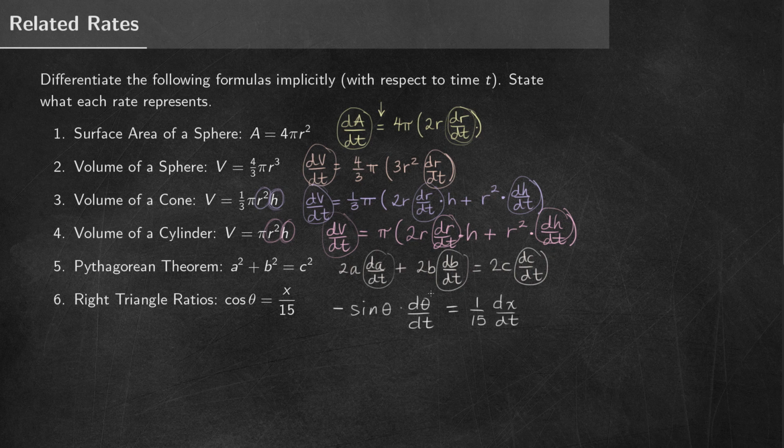So here the 2 rates that we're relating are how quickly the angle is changing with respect to time and how quickly the side x of our triangle, the adjacent side of our angle theta, is changing with respect to time.